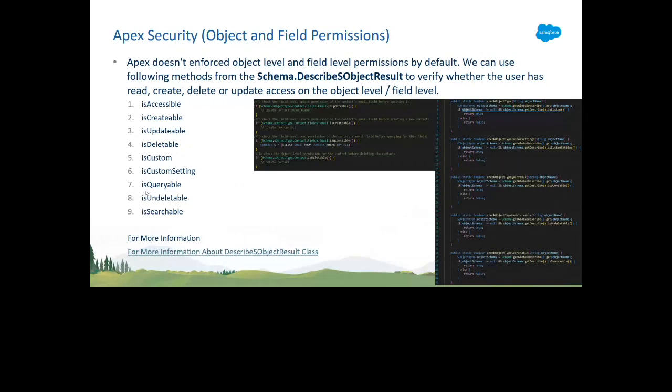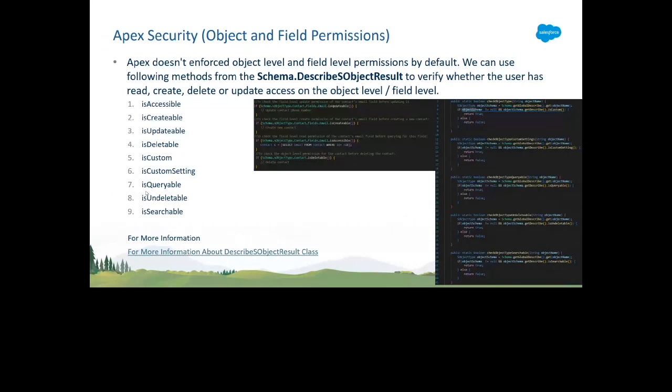I will declare that field with that method, and that method will identify whether I can access that field or not. Similarly goes for the object. There are a lot of methods available in that, but there are a few methods which we are going to focus on: isAccessible, isCreatable, isUpdatable, isDeletable, isCustomSetting, isQueryable, isUndeletable, isSearchable.